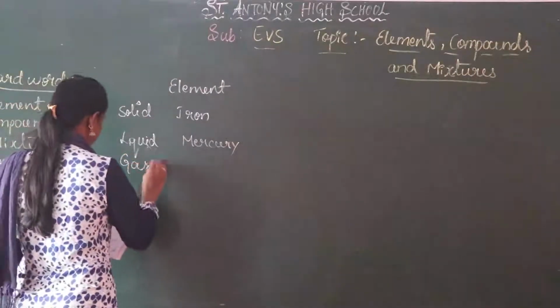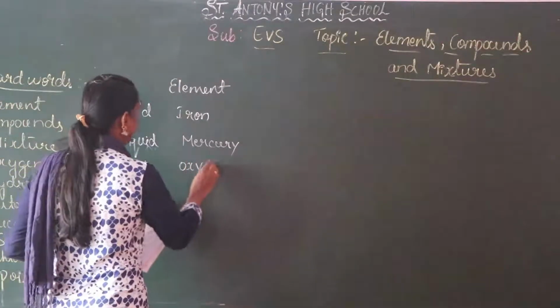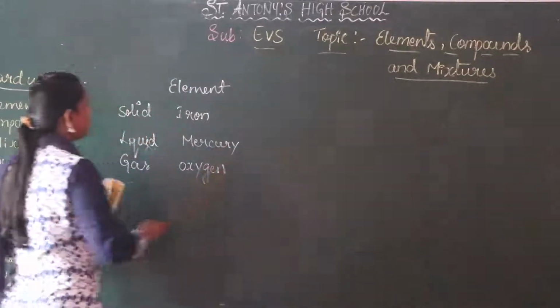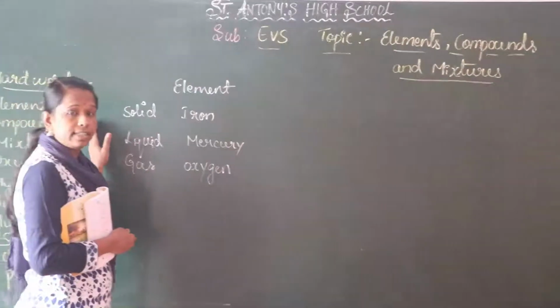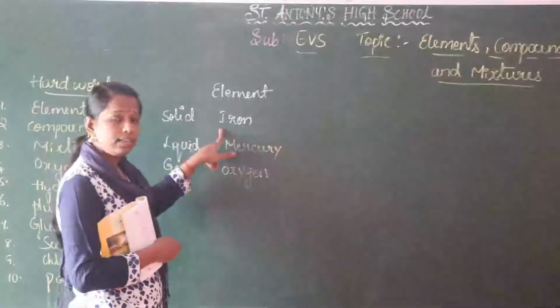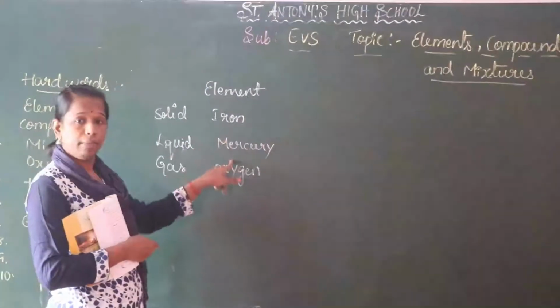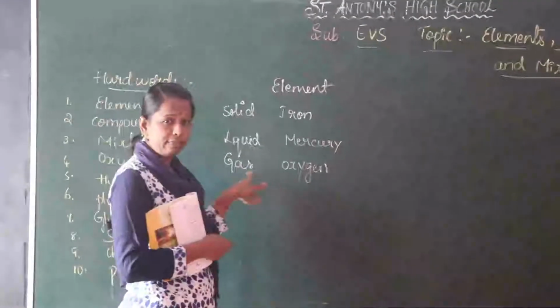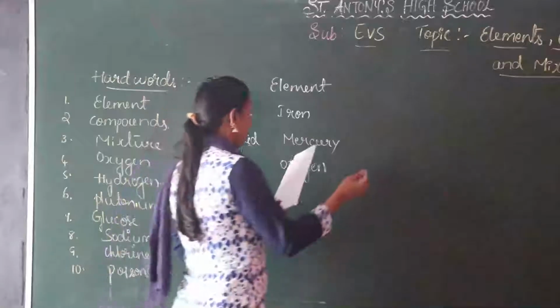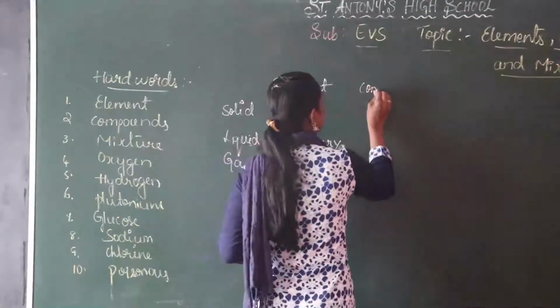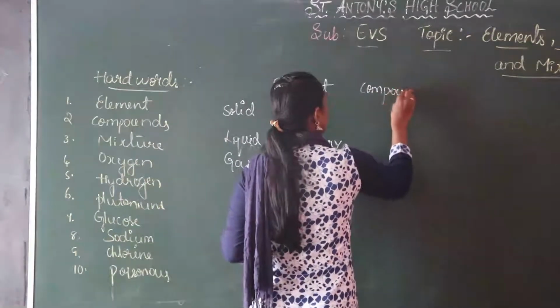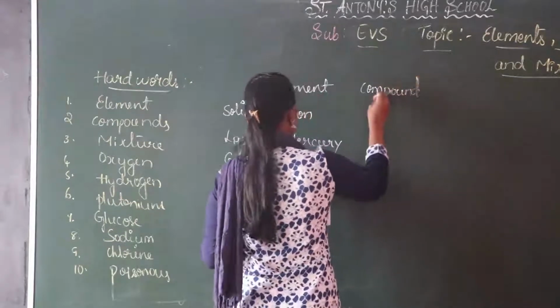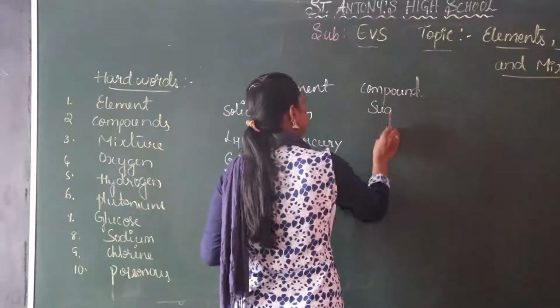Next, in the gaseous state, let us take oxygen, an element. Here the solid state of an element is iron, the liquid state of an element is mercury, and the gaseous state of an element is oxygen. Next, compound. So sugar is a compound.